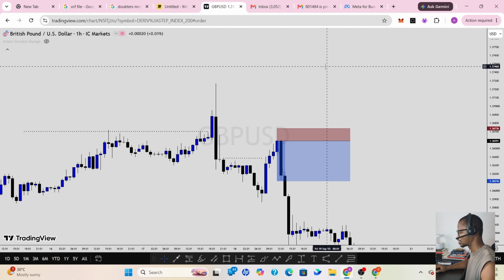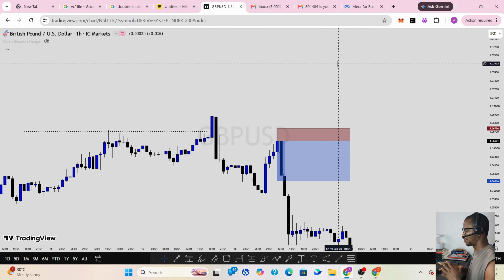So this thing works. You want to make sure that you are following the market from a logical perspective. You don't want to jump into the market randomly.